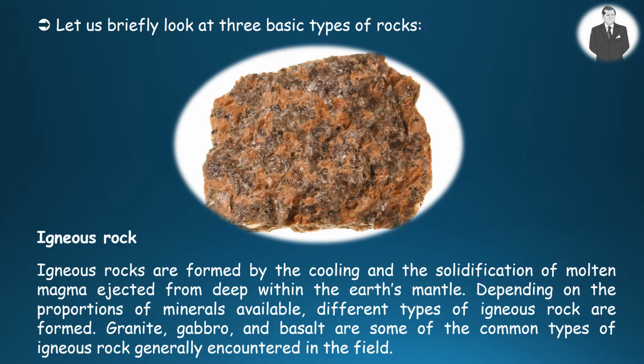Igneous rocks are formed by the cooling and the solidification of molten magma ejected from deep within the Earth's mantle. Depending on the proportions of minerals present, different types of igneous rock are generated. Granite, gabbro, and basalt are some of the common types of igneous rock generally met in the field.